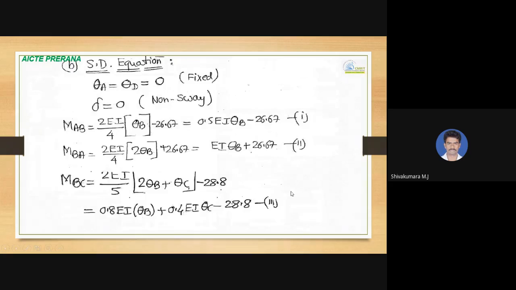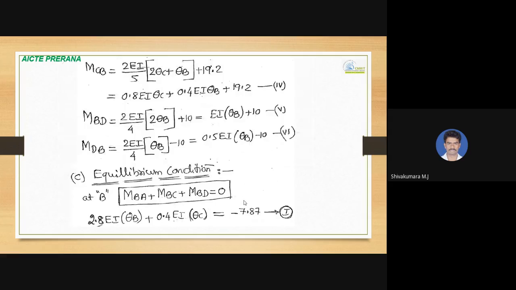After the calculation of fixed end moments, the known things are listed here. Theta A and theta D are 0 and there is no sinking, so delta equal to 0. It is shown here: MAB, MBA, MBC. So 2EI by L into 2 theta A plus theta B minus 3 delta by L plus MFAB. That basic equation is used here. And as theta A equal to 0, it is not written. Directly it is written theta B. So that is equation 1. In the same manner, MBA will give equation 2, and MBC, between B and C, will give equation 3.